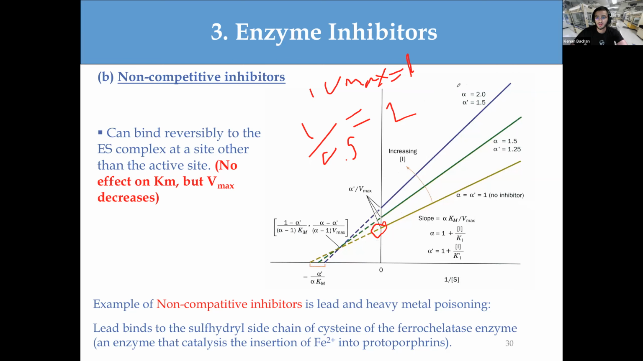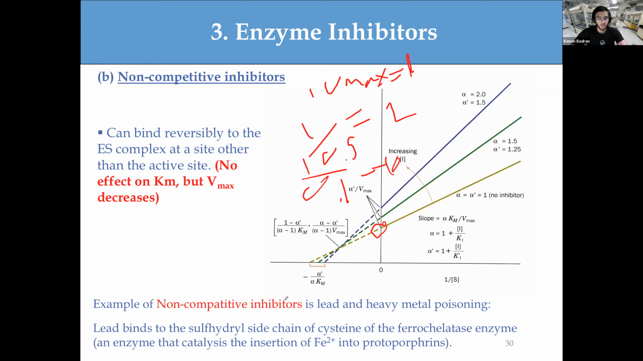And same thing here. Let's assume the Vmax became 0.1, so 1 over 0.1 is now 10, if my math is correct. So now it would go even further up on the y-axis.